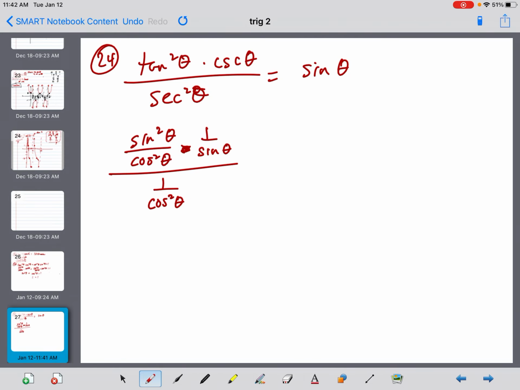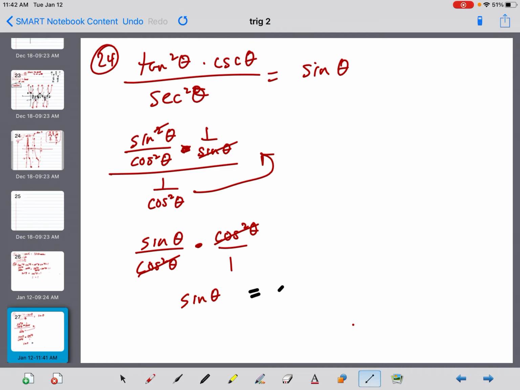All right, let's see what happens on the left side. On the top of the left side, 1 sine cancels out with 1 sine there. So I'm left with sine theta over cosine squared theta on top. But this, I can multiply by the reciprocal. So I'm going to multiply by cosine squared theta over 1. Oh, look, I can cancel out my cosine squared thetas. All of these cancel with all of these. Hey, and I'm left with sine theta equals sine theta. And I'm done with 24.